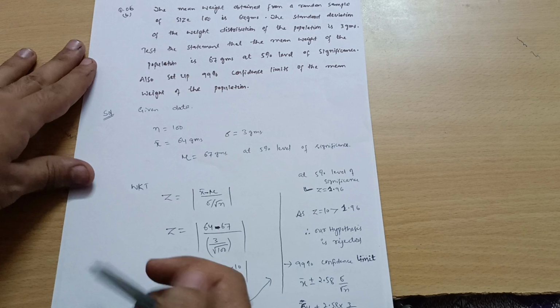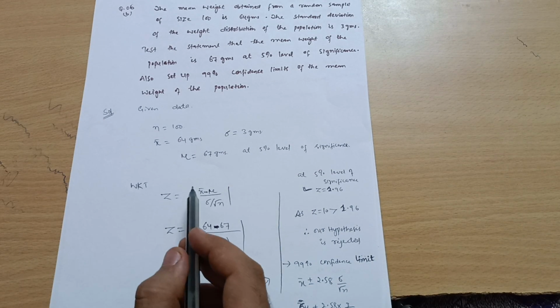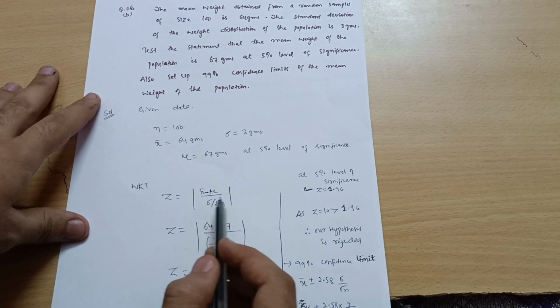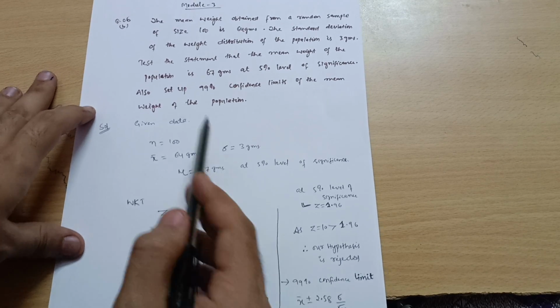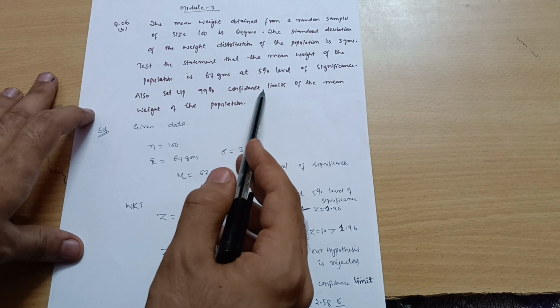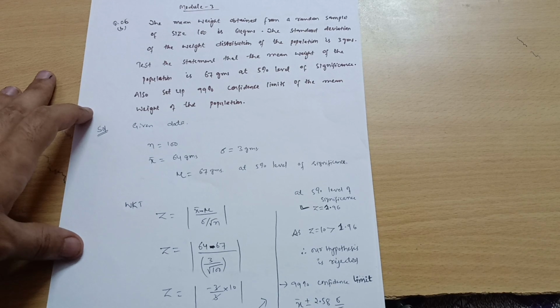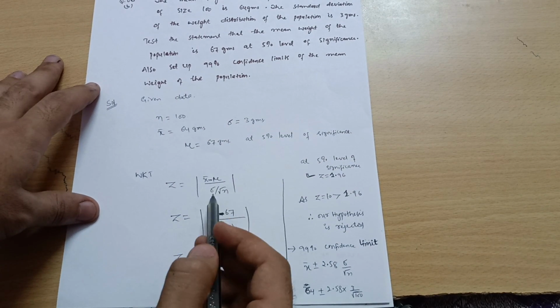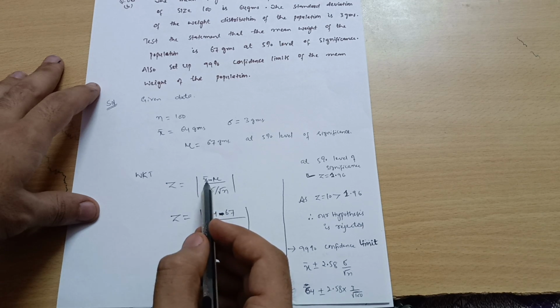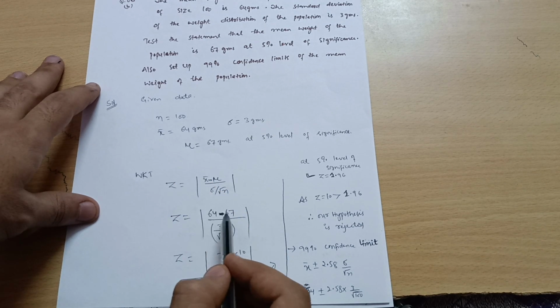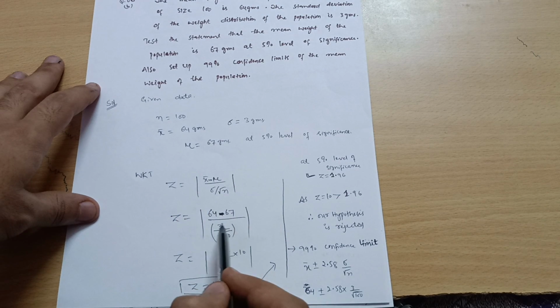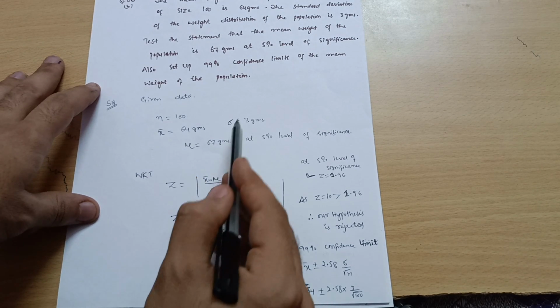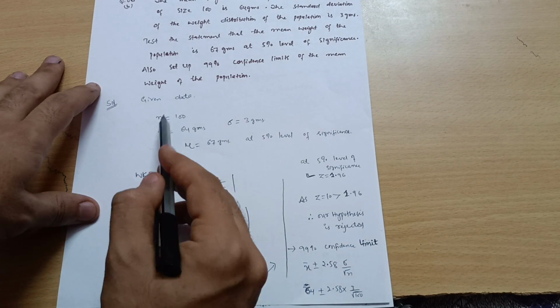Now we know the formula: z is equal to mod of x bar minus mu divided by sigma upon root of n. Whenever you have to calculate these confidence limits in questions, you have to use this particular formula. So how much is the x bar value? 64. So 64 minus mu value 67, divided by sigma is 3 divided by root of n, n is 100.